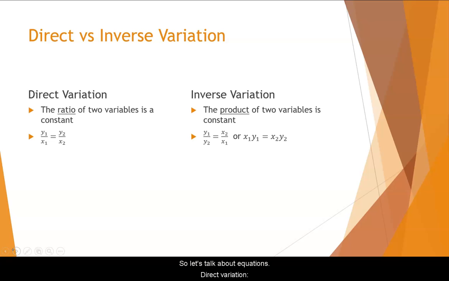So let's talk about equations. Direct variation, since the ratio of two variables is a constant, we could set that up as a proportion. The ratio of y to x is the ratio of y2 to x2. In inverse variation, on the other hand, it doesn't quite work that way. Since the product of two variables is constant, it's better to write it like this: x1 times y1 equals x2 times y2.